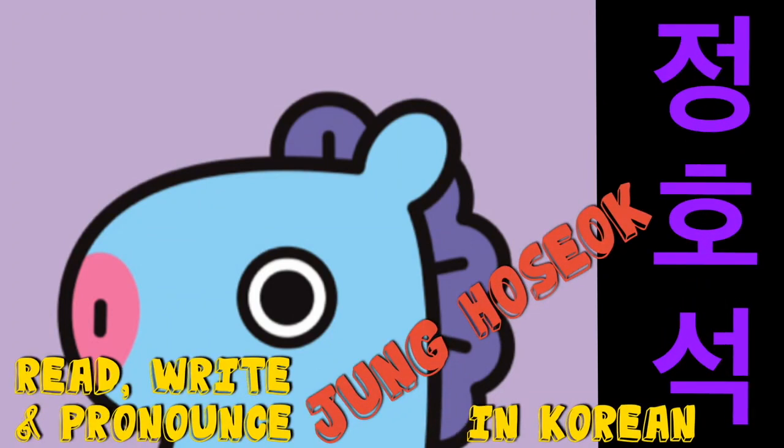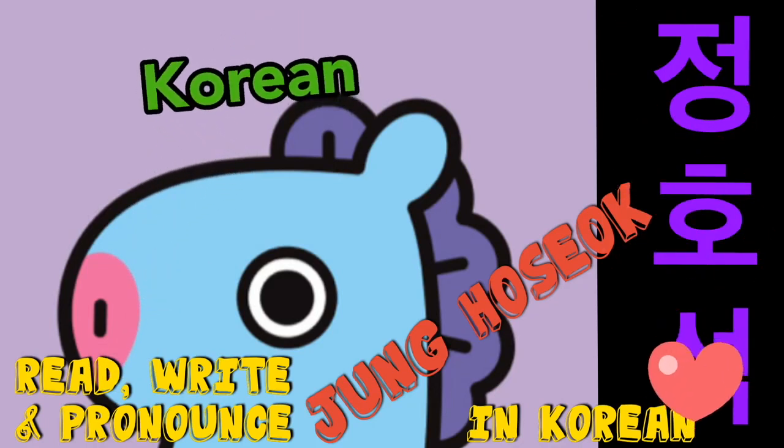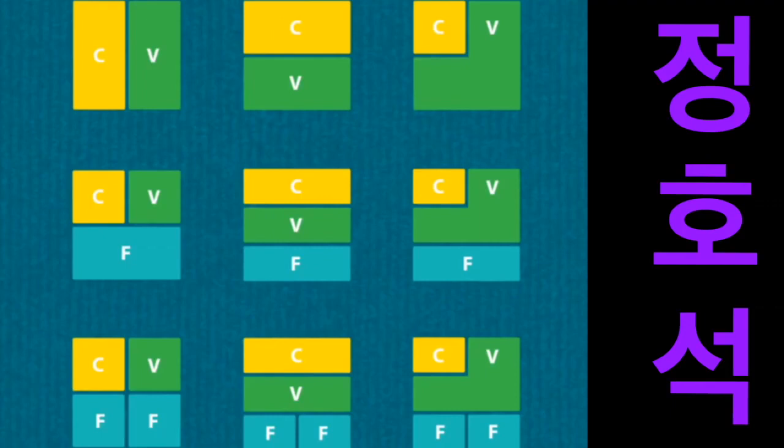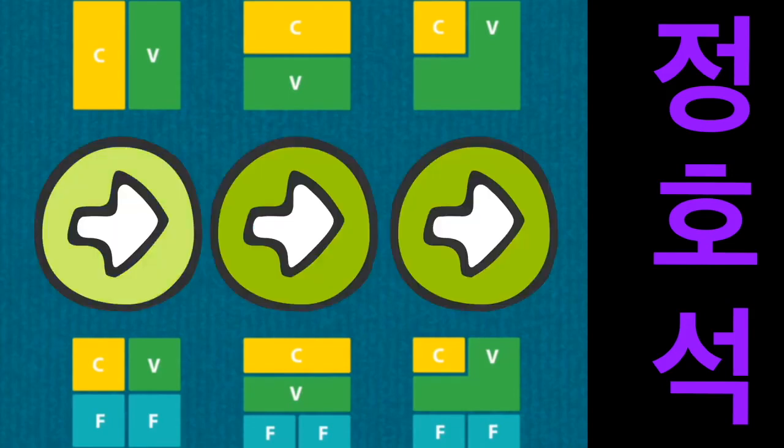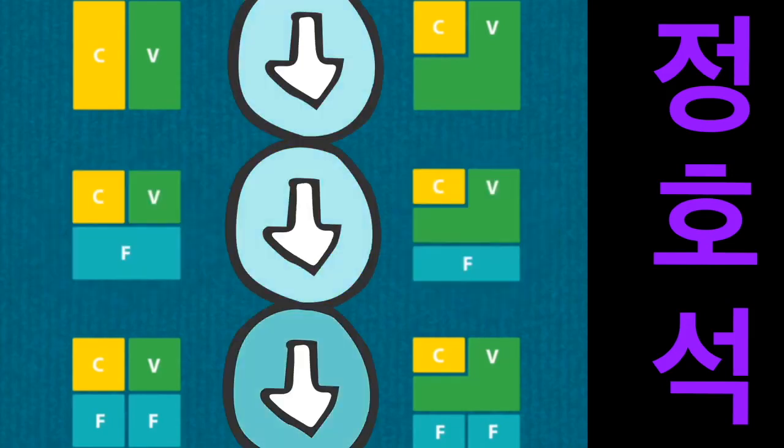Today we will learn how to read, write, and pronounce 정, 호, 석. The Korean language is different from most languages because it uses letter blocks. Several letters are written in blocks and each block represents a syllable. This diagram represents all the possible letter blocks. All letters and patterns are written from left to right and from top to bottom.